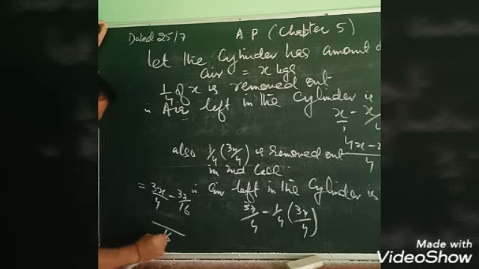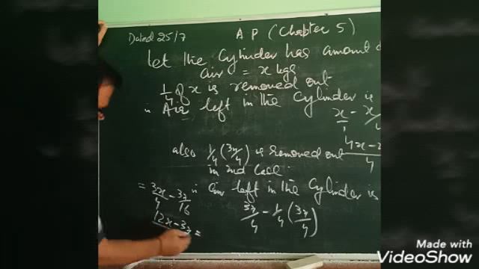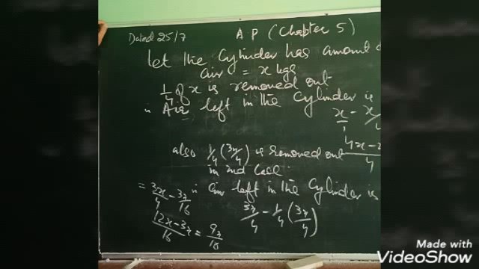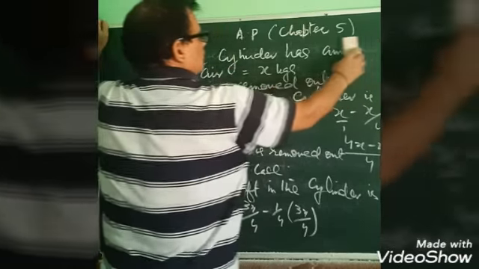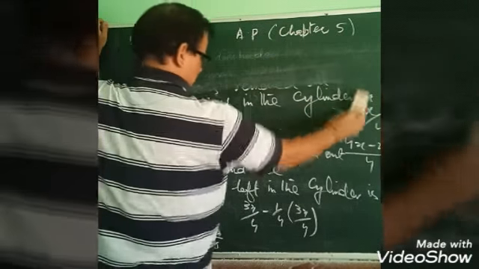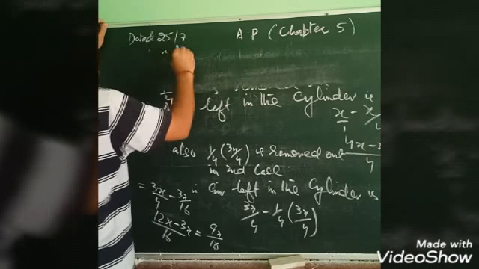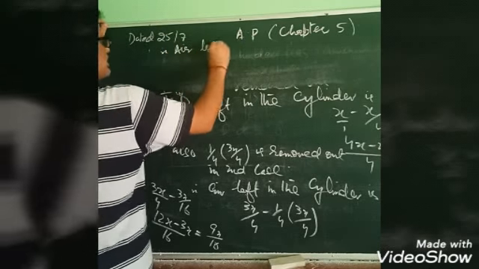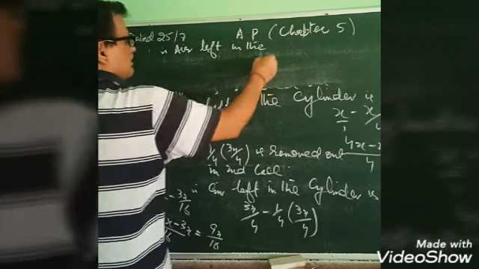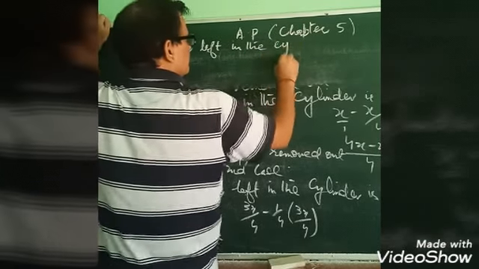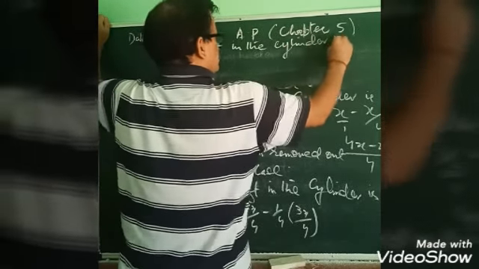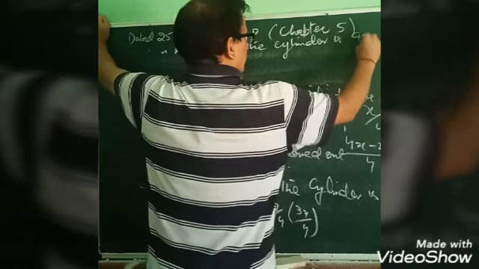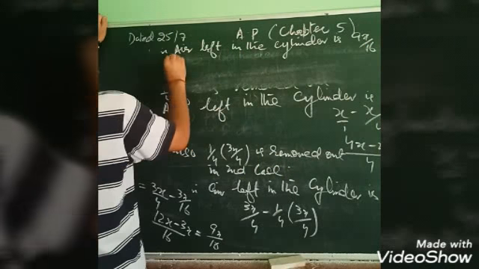The LCM of this is 16. 4 into 4 is 16. 4 into 3 is 12x minus 3x. This is equal to 12 minus 3 is 9x upon 16. Therefore, air left in the cylinder is 9x upon 16.